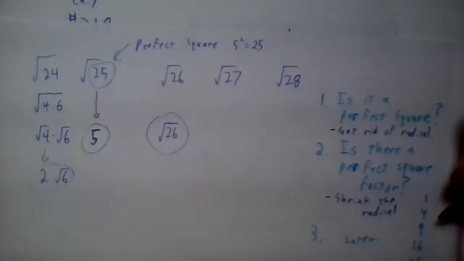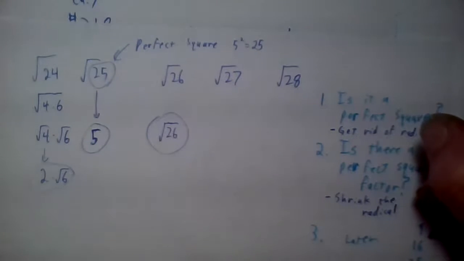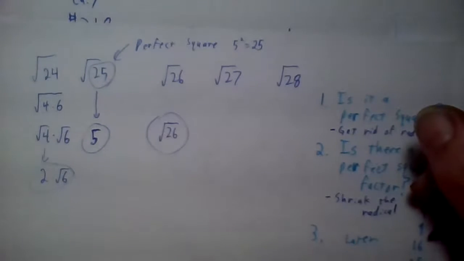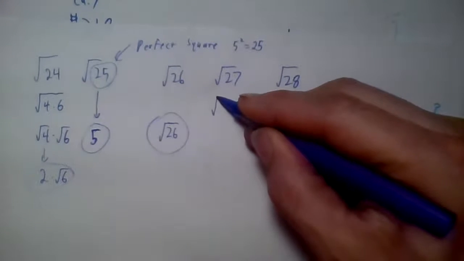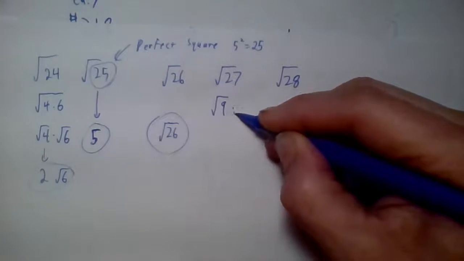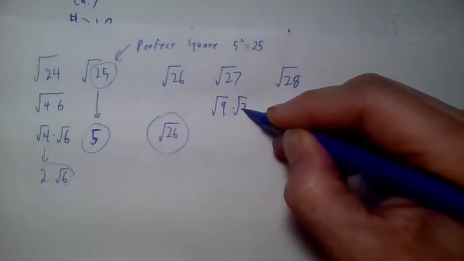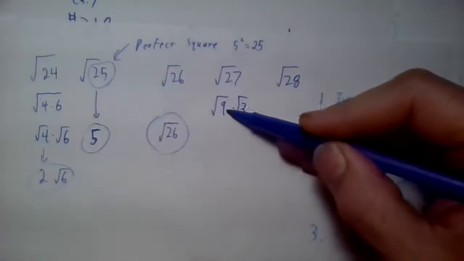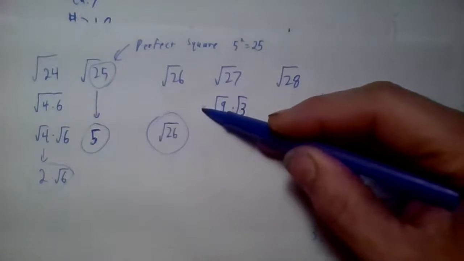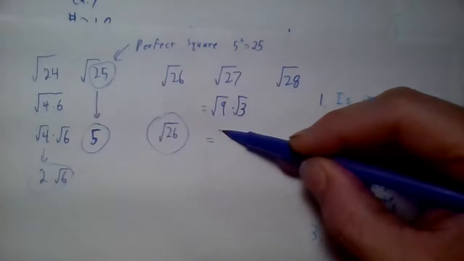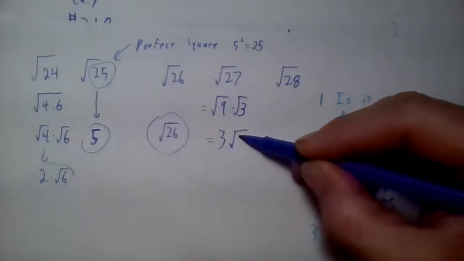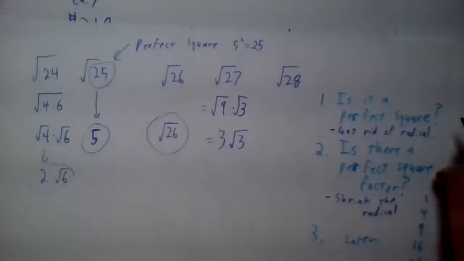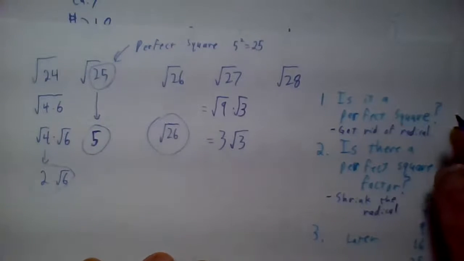4 doesn't go into 27, but 9 goes into 27. So there's a perfect square that's a factor of 27. So I could write this as 3 times 9, but instead I'm going to write it as 9 times 3. I want my perfect square out first, written first, to the left, so that the number on the outside of the radical comes out in front. I'd rather have 3 times the square root of 3 than writing that the other way around.